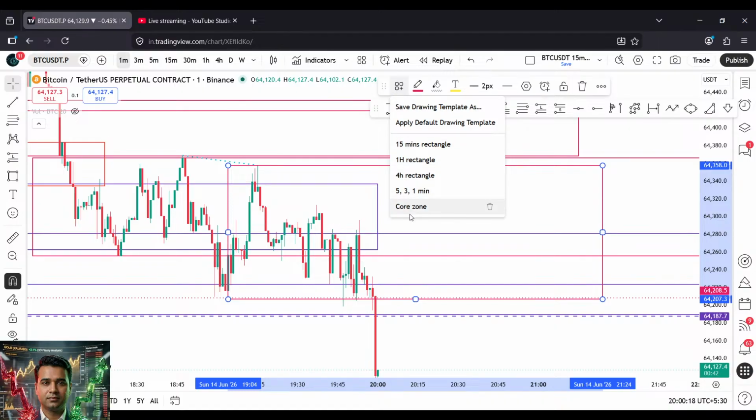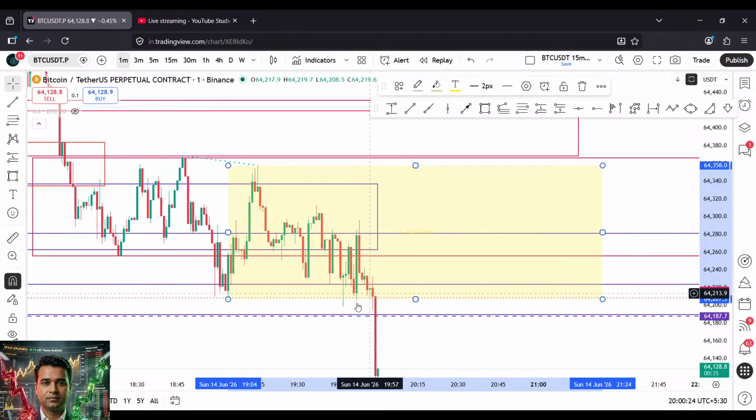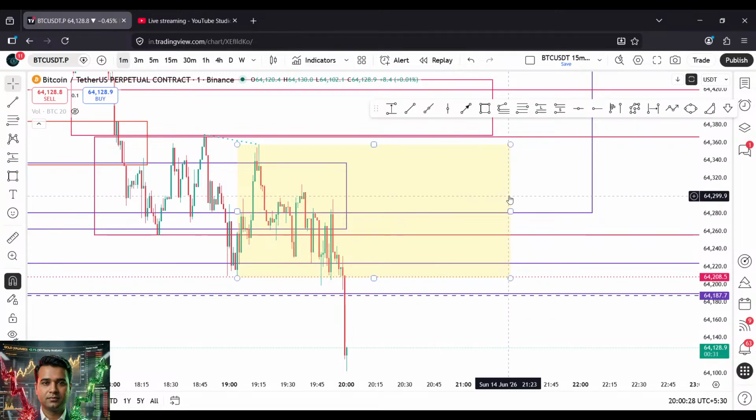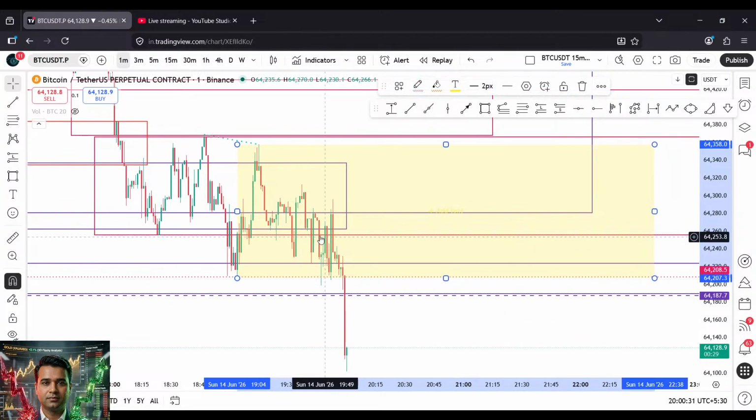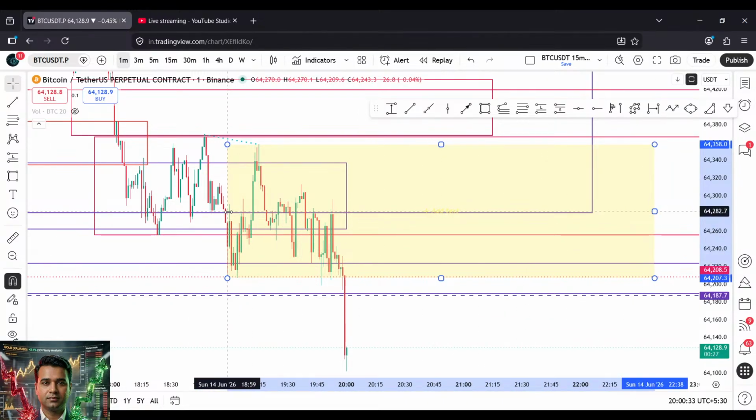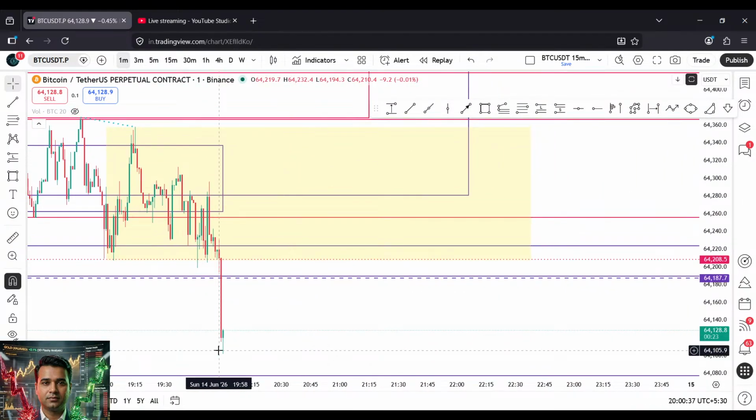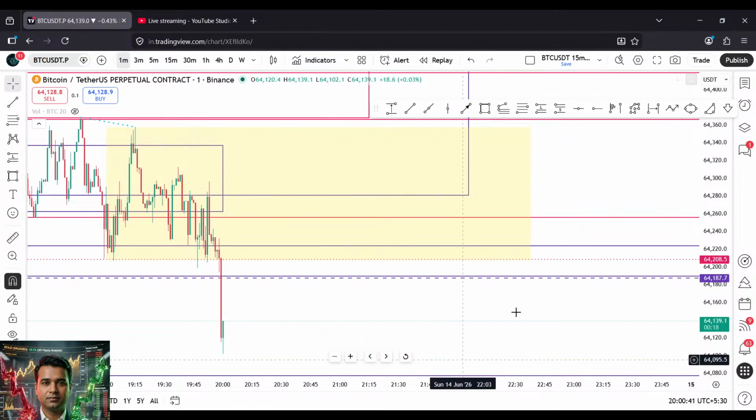Let's draw DP with solid zone from now, so we can distinguish them from other zones like this. Here is the DP. So as per the RTM basic concepts, now what should price do? Should go back to this zone and then come down.